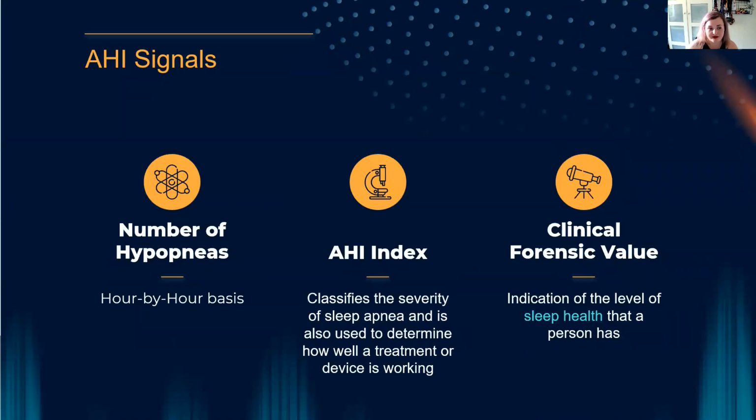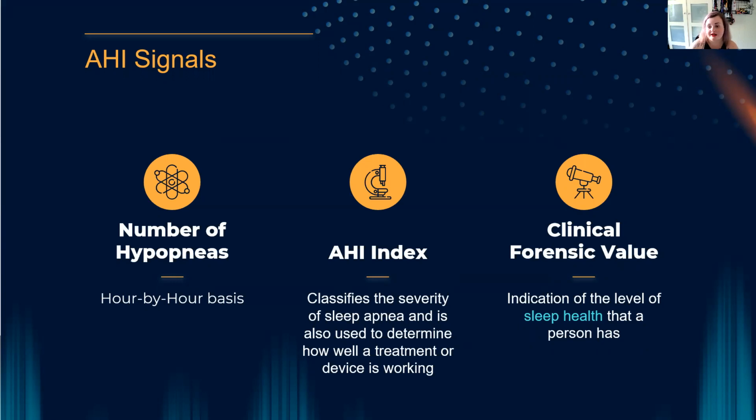Now, let's look a little bit at the different kinds of things that the CPAP machine records. The first one we're going to look at is AHI signals. Now, these are recordings of the number of hypopneas, or times you stopped breathing, that have been recorded. And these are done on an hour-by-hour basis.